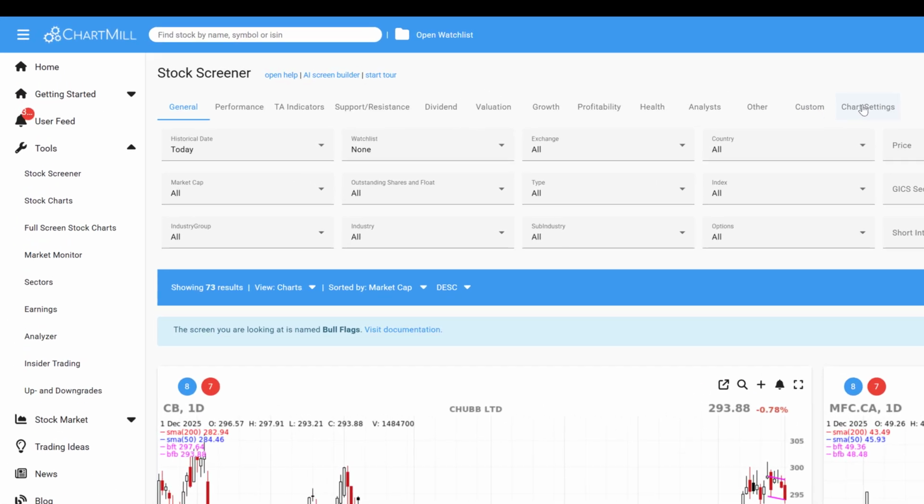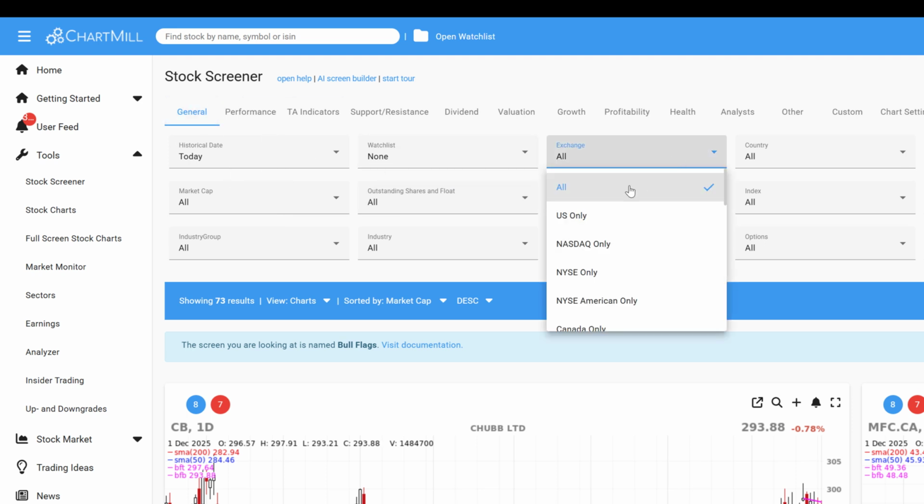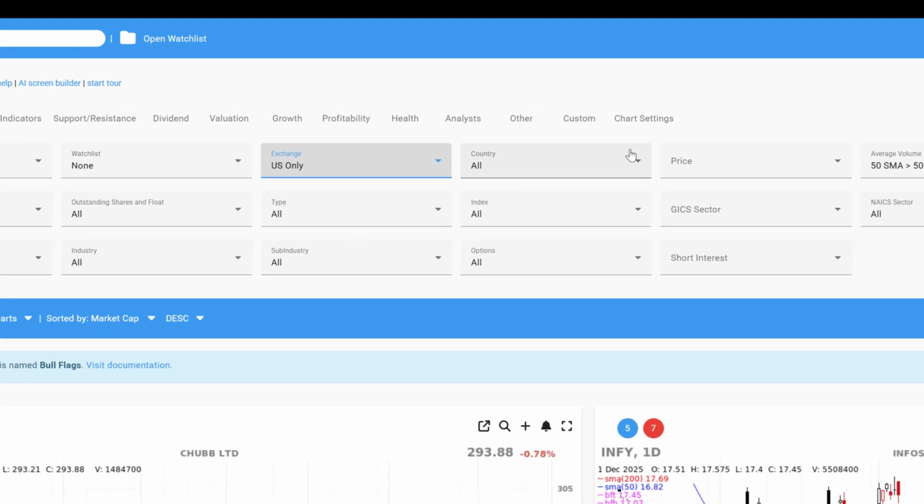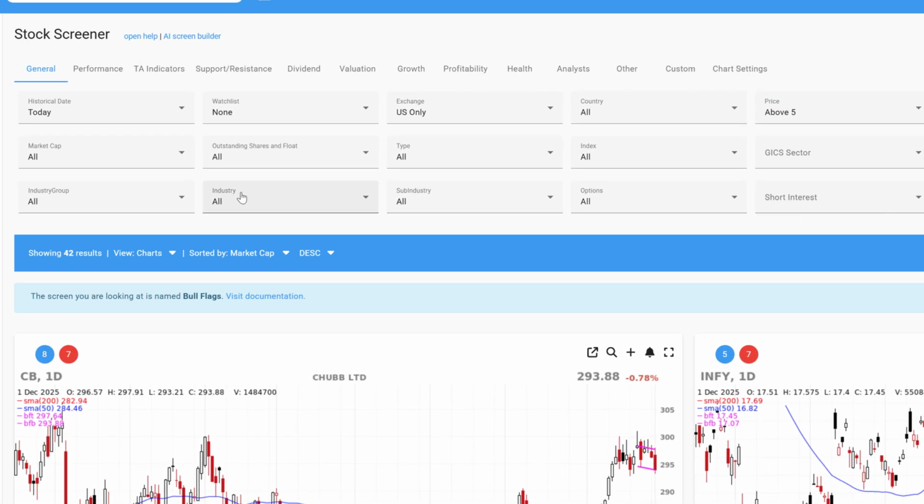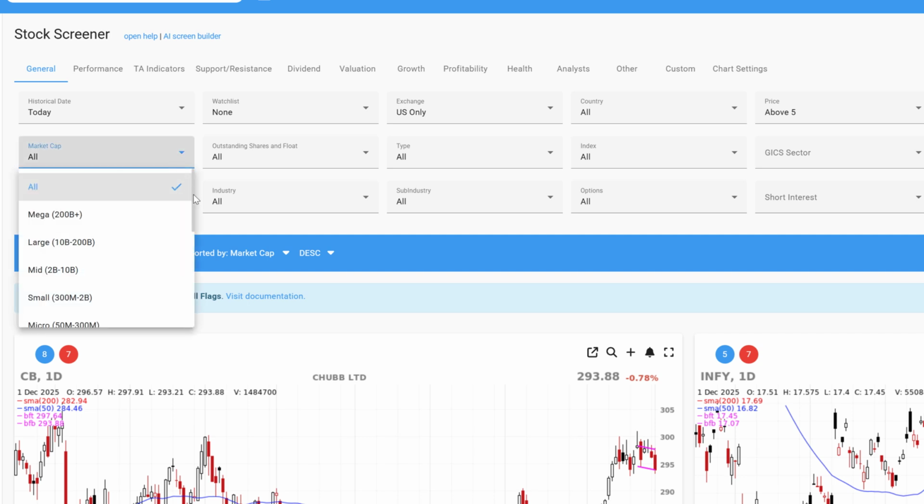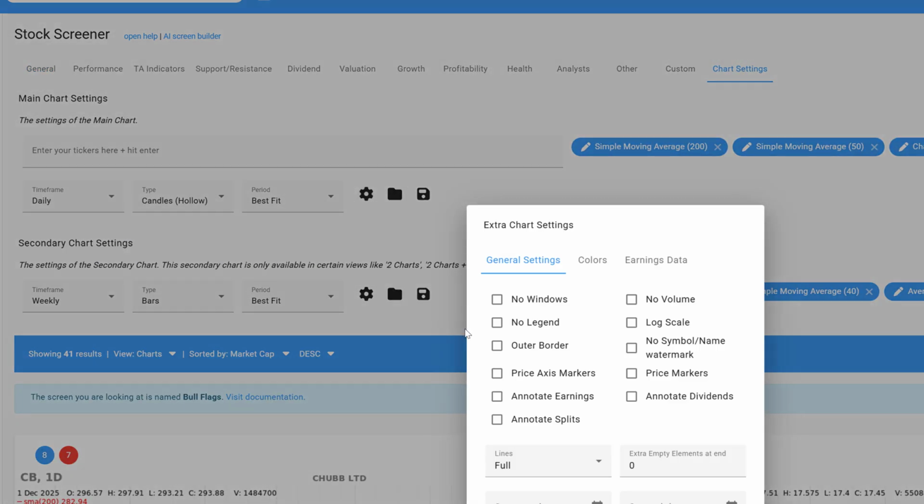We start with 73 matching tickers, but we're going to tighten that up with a few extra filters. First, I set the exchange to US only. Then I add a minimum price of $5 to filter out penny stocks. Next, I apply a market cap filter so that only stocks with a market capitalization of at least $300 million remain. After these filters, we're down to 43 stocks.